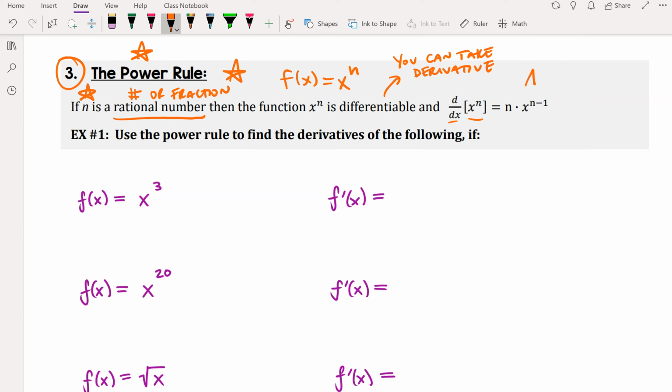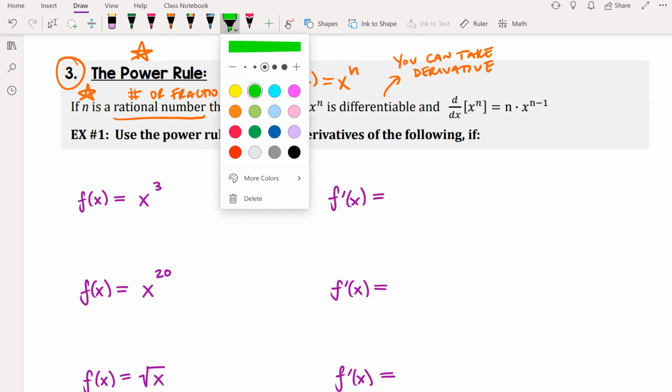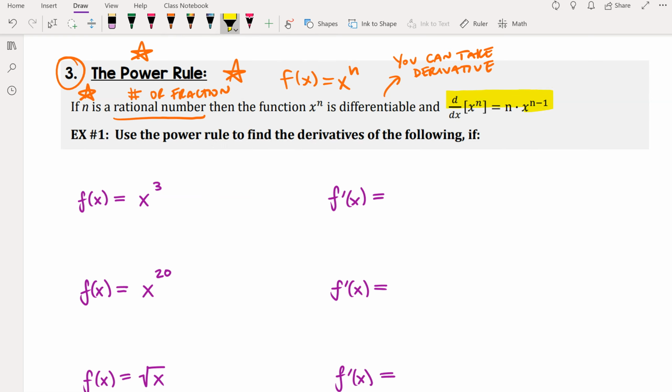Okay, so x to the n is differentiable, and the derivative with respect to x of x to the n equals, all right, here is the rule. Please write down all of this. The derivative with respect to x of x to the n equals n times x to the n minus 1. So what did they do there? They took the number n and put it out in front, and then changed the exponent, subtracting 1 from that number n. Cool? Let's do some practice.